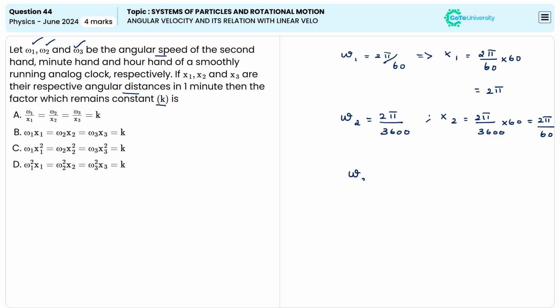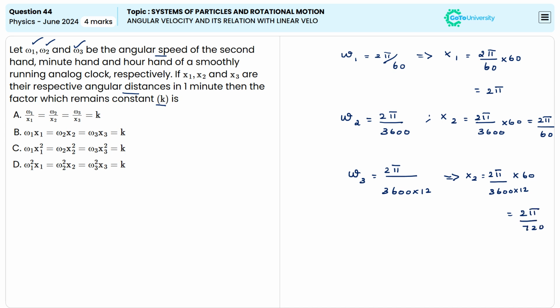Similarly, omega 3 represents the angular speed in terms of hour, so we can write this as equal to 2 pi divided by 3600 times 12. So here we can write x3 is equal to 2 pi divided by 3600 times 12 times 60, which will be equal to 2 pi over 720.